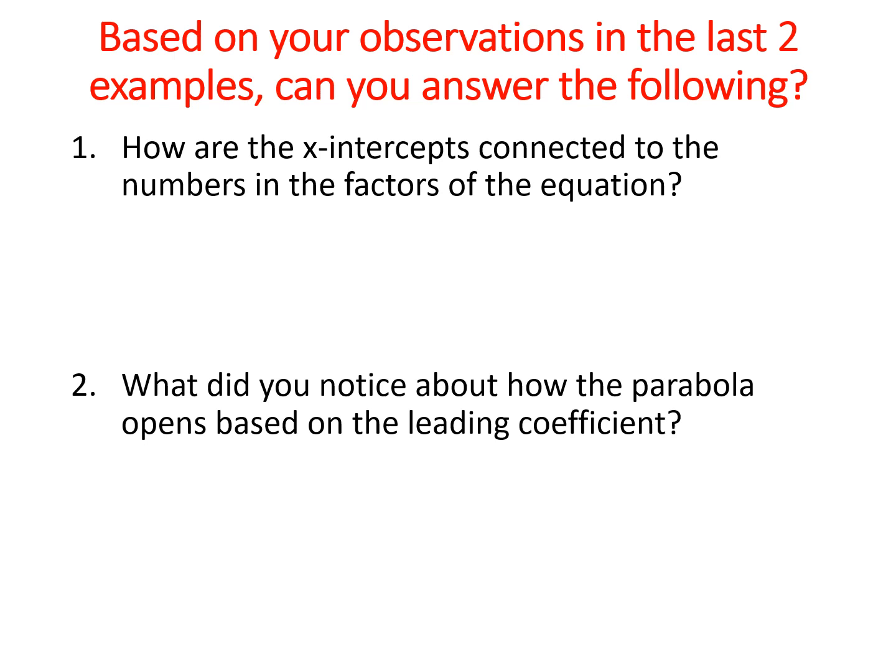Number one, how are the x-intercepts connected to the numbers in the factors of the equation? And then number two, what did you notice about how the parabola opens based on the leading coefficient? Again, that leading coefficient would be the number out in front. So if you can jot down some observations, and if you need to go back and look at those again, feel free. Please press pause if you need more time. I'm going to move on to the next slide.